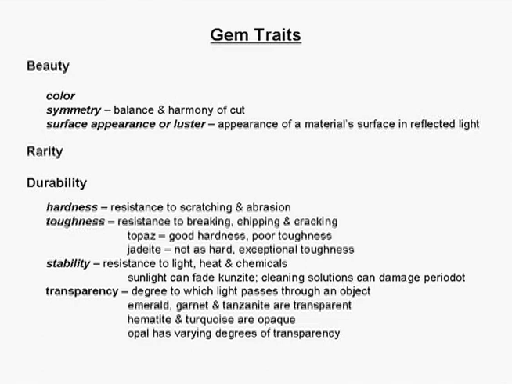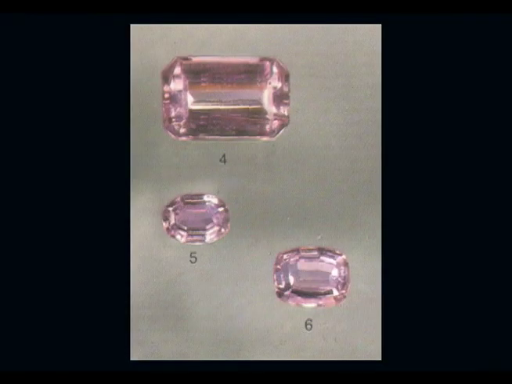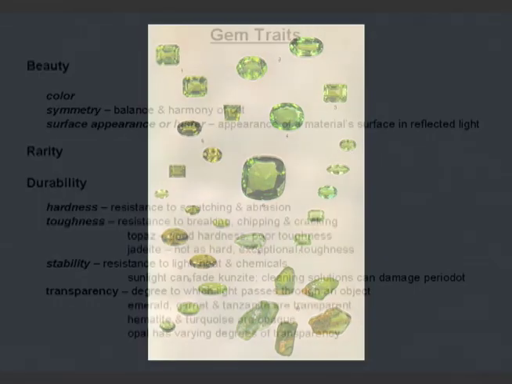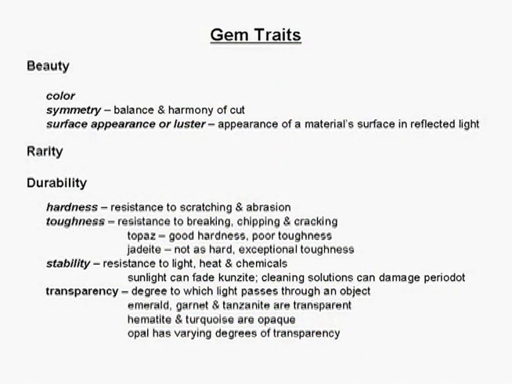So if we look here, we have examples of kunzite. And as I said, the light can fade this, so this is not something you want to keep out in the light. If they sell it in a store, they'll keep it in muted light and stuff like that. And peridot. Transparency is also part of the durability: the degree to which light passes through an object. For example, emerald, garnet, and tanzanite are transparent.